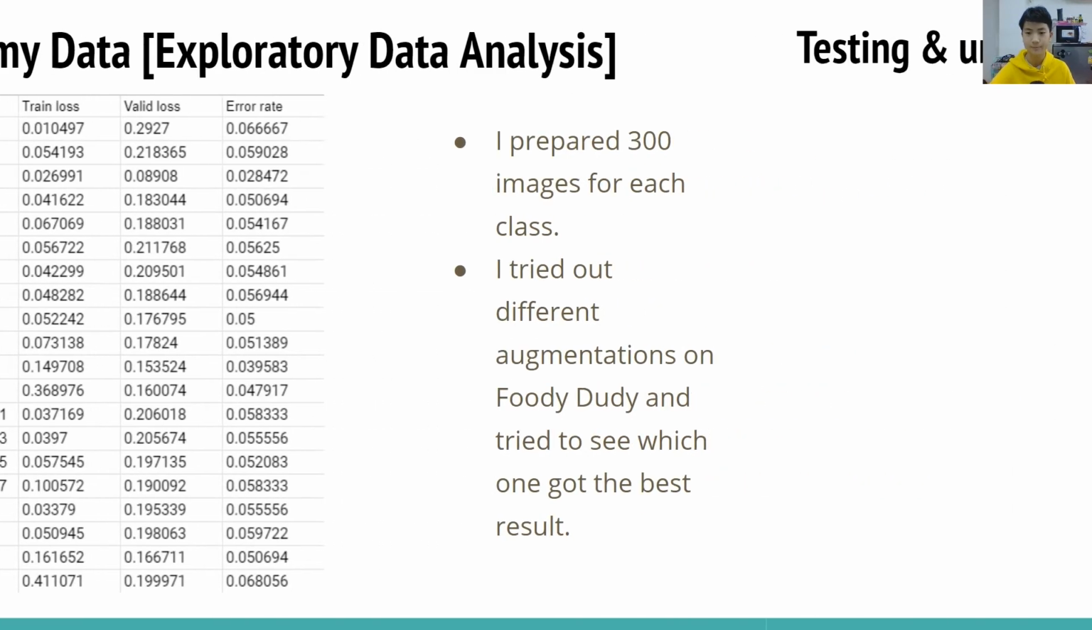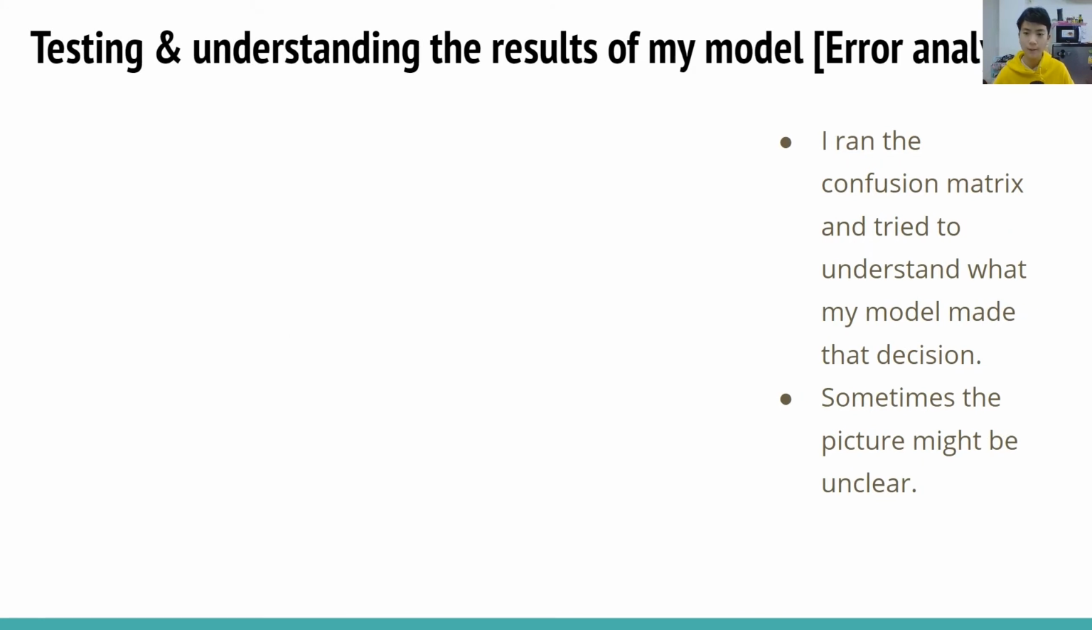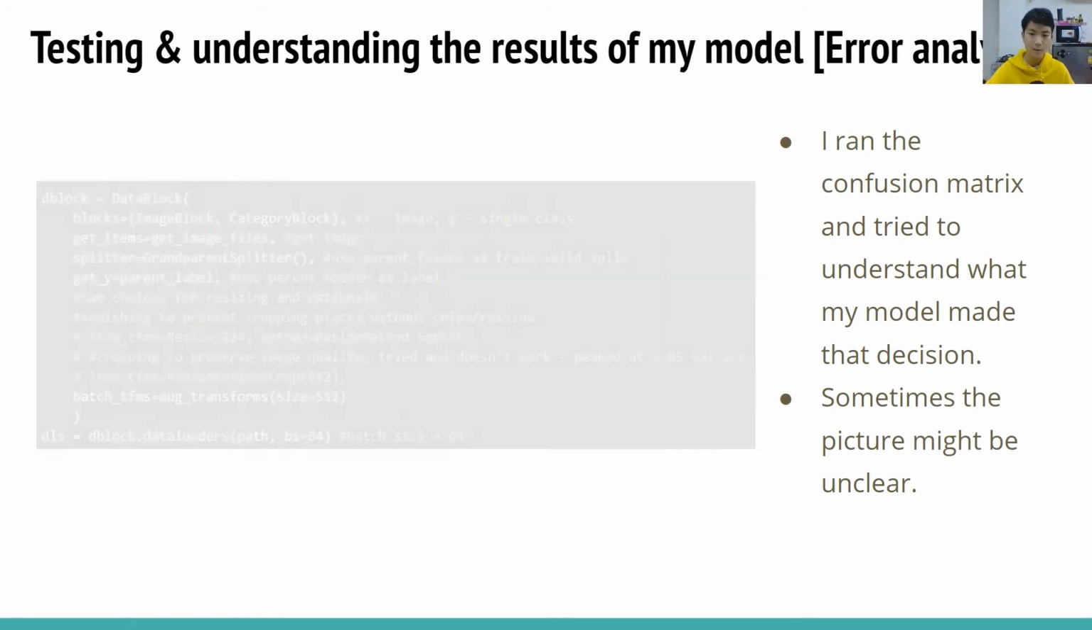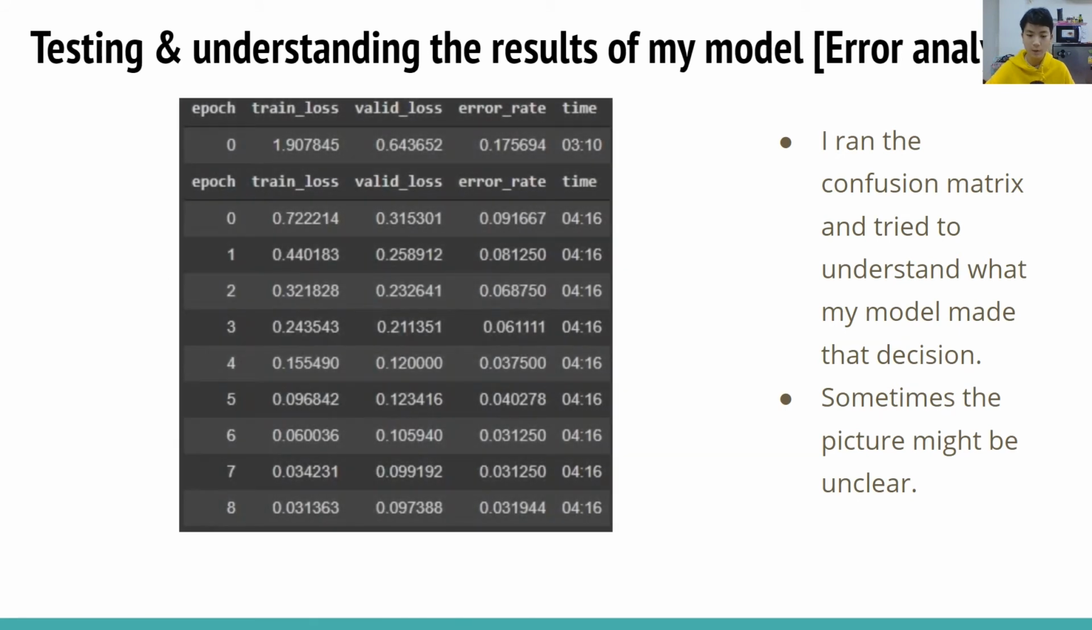And yeah, so my other one is now my second to last one. I'm pretty sure it is testing and understanding the results of my model, error analysis. So this one I fine tuned it. This is my data block. I used standard augmentation 512 because I decided that it was really good, so I was going to continue with it. And yeah, this is the result of my fine tuning.